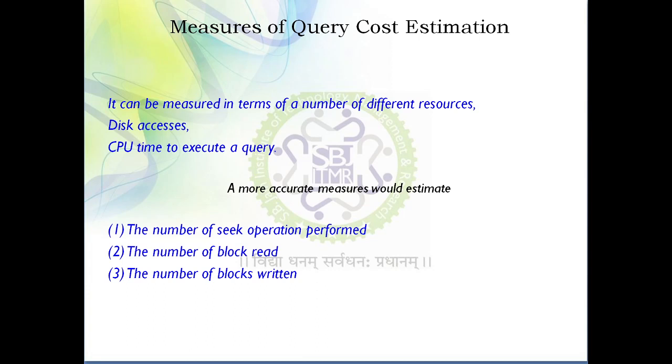And a more accurate measure would be to estimate the number of seek operations performed. What do you mean by seek operation? It's the time required to access a particular disk location. That is what a seek operation is. Then the number of blocks read and the number of blocks written. So these are the various factors that you need to consider in case of optimization. Majorly you need to focus on 2 things: one is disk access and second one is CPU time to execute a query.